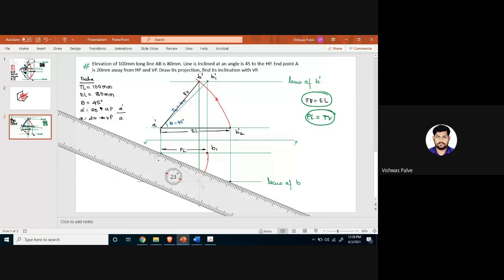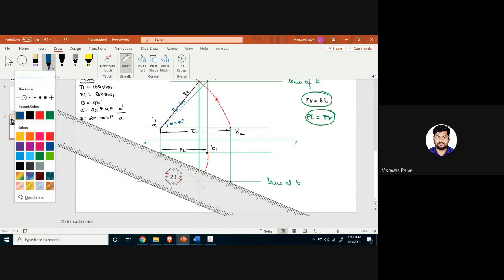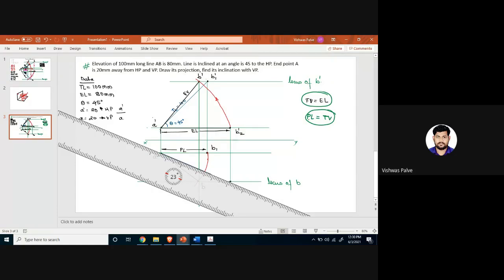Okay. So here I am getting the inclination as 23. Actually, it is not 23. You will get some different inclination, but this is the procedure, because I am not considering the 100 mm length and all. Only I am maintaining the angle.